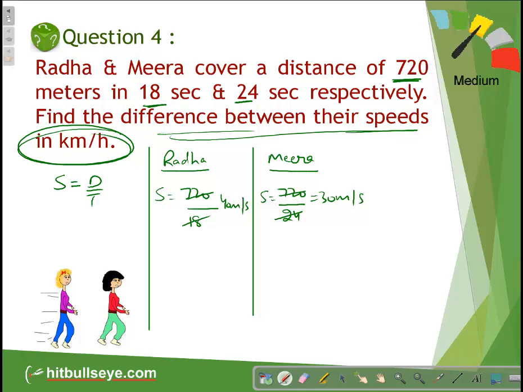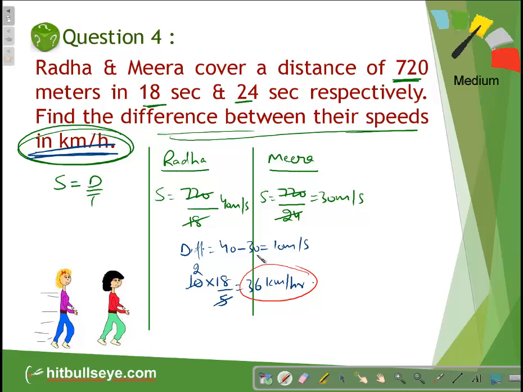The question is to find the difference between their speeds. Now what is the difference? The difference is 40 minus 30, which is 10 meter per second, and we have to convert it into kilometer per hour. So again we are aware, 10 multiplied by 18 by 5. If we want to convert from meter per second into kilometer per hour, then multiply by 18 by 5. So it will be 36 kilometer per hour. So our answer is 36 kilometer per hour, the difference of their speeds.